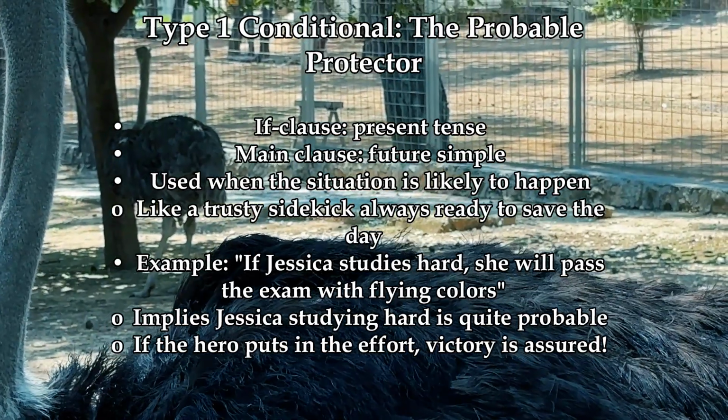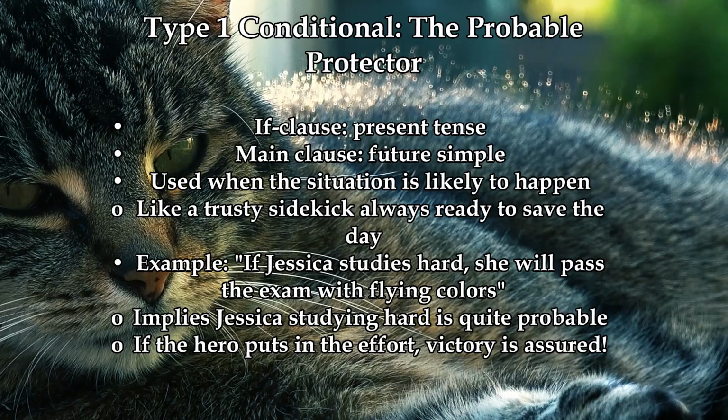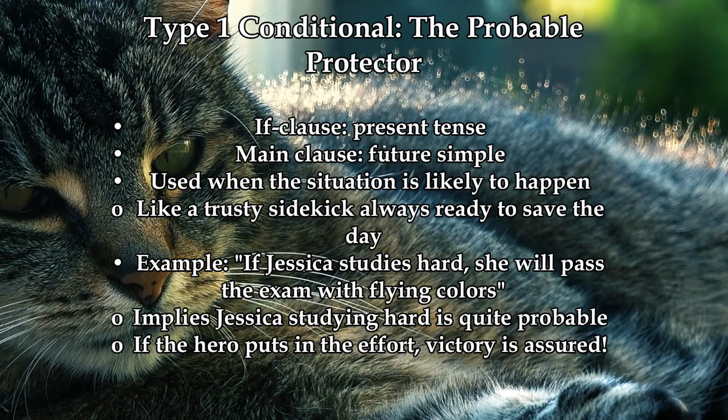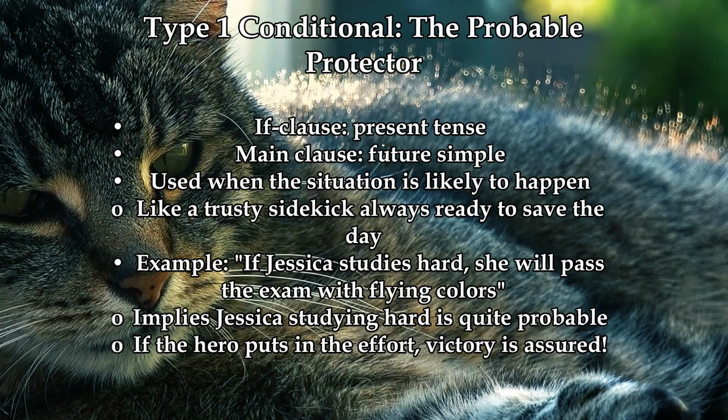Type 1, the probable protector. In this type, the if clause uses the present tense and the main clause uses the future simple. It's used when the situation is likely to happen, like a trusty sidekick always ready to save the day.